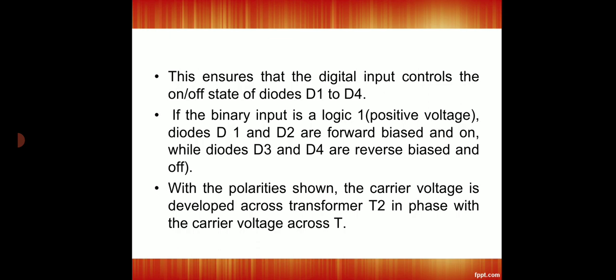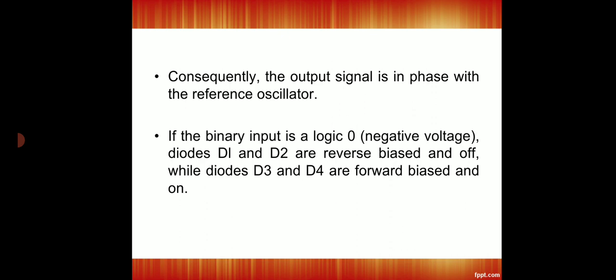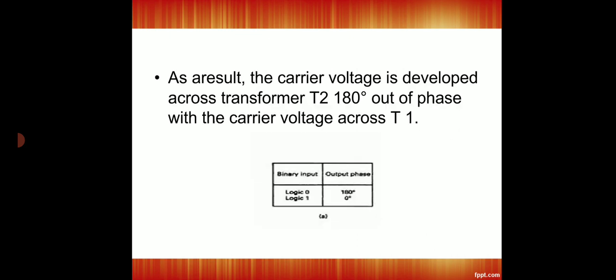D1 to D4. If the binary input is logic 1, for example a positive voltage, diodes D1 and D2 are forward biased, while diodes D3 and D4 are reverse biased, which is the off condition. With these polarities we consider the carrier voltage developed across the transformer in off phase or in on phase. When the output signal is in phase with the reference oscillator, it produces logic 0, and if it is out of phase, it produces logic 1, that is it can be reverse biased or forward biased.